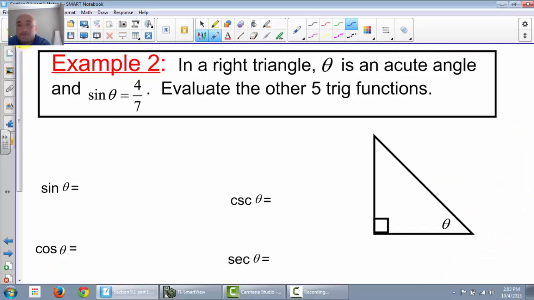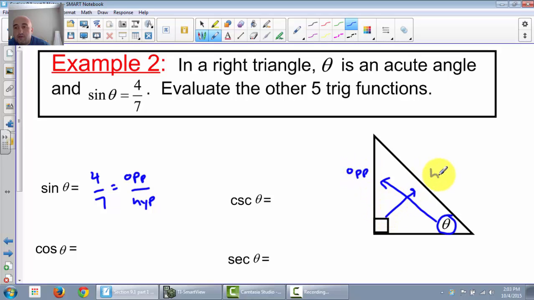Let's try example 2. It says, in a right triangle, theta is an acute angle and has a sine of 4/7. So they're telling you that the sine is equal to 4/7. And don't forget that sine is equal to opposite over hypotenuse. Okay, so we know 2 of the side lengths of our triangle based on this. So if we come over here to our triangle, here's our theta. Here is the side opposite. Here is the hypotenuse, and then this side would be the adjacent.